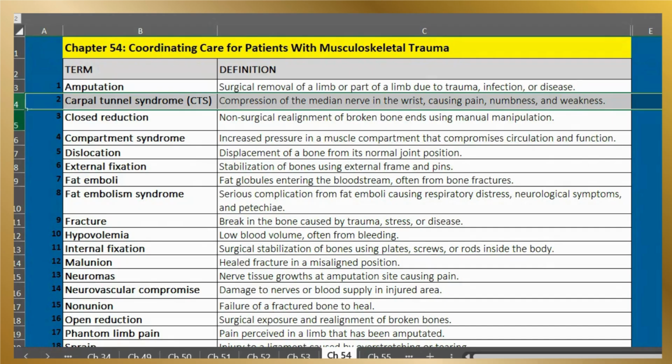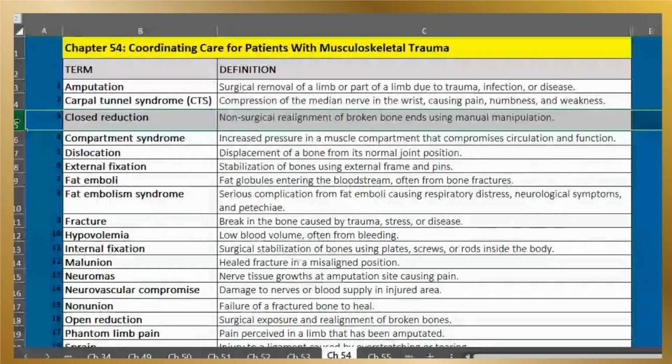Closed reduction: non-surgical realignment of broken bone ends using manual manipulation. So closed means no surgery. Reduction means put the bone back. I will have some pictures later and I will show you.